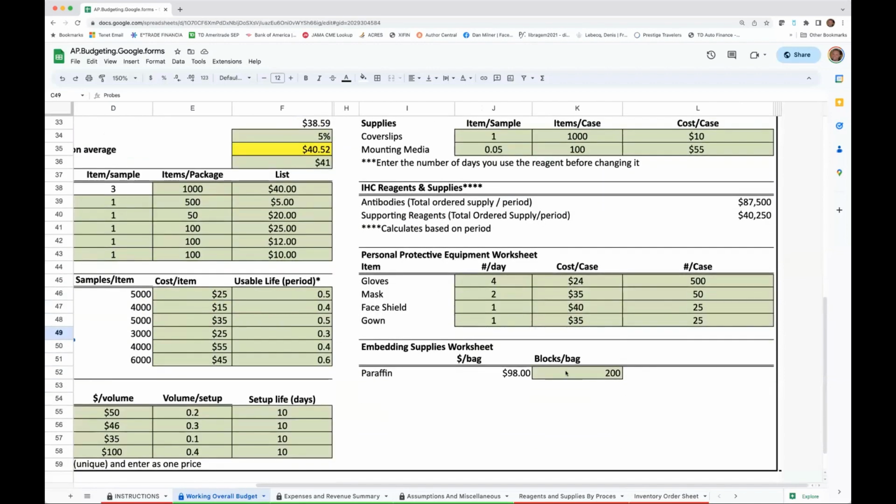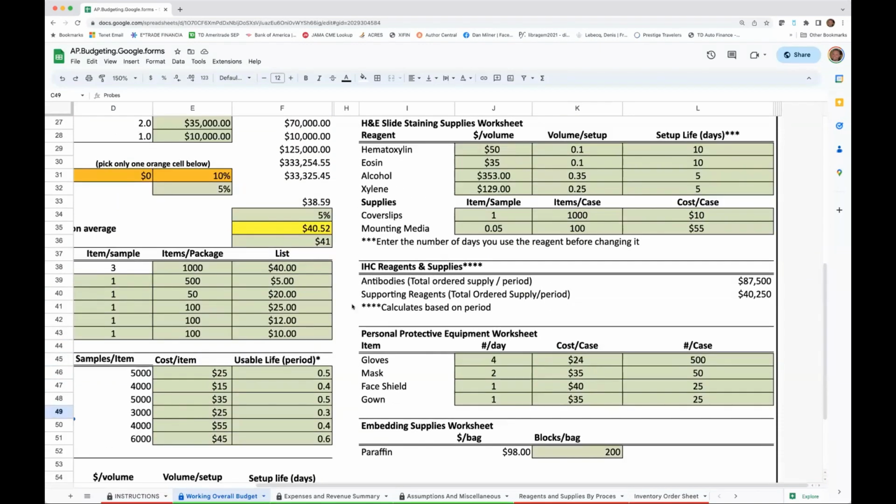Then we have our personal protective equipment. So we're going to use gloves, masks, face shields, pretty much every day. So how much we pay for them, what comes in there, it's going to calculate that for us. How much do we pay for a bag of formalin, and how many blocks can we get out of a bag? Again, these are just estimates that you're going to make. Now, there's an interesting section, immunohistochemistry. Notice that it's just a flat number, and I'm going to talk about that a little bit later. But the key here is that we're going to subsidize our immunohistochemistry over all of our patients. Okay, so we'll come back to that in a second.